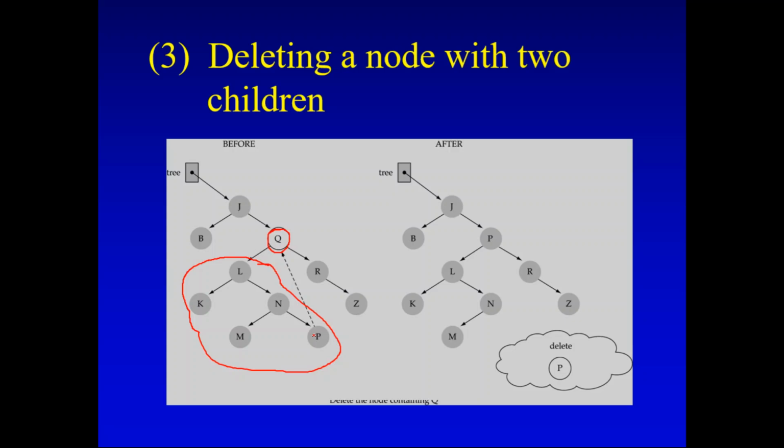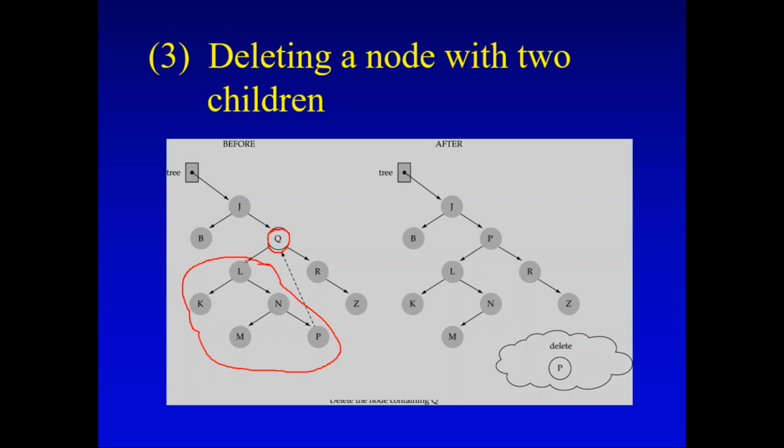Okay, what is infix successor? Infix successor will be the node with the lowest value in the right subtree, and infix predecessor will be the node with the highest value in the left subtree. So this is the difference between infix predecessor and infix successor. Q can be replaced either with infix predecessor or with infix successor.